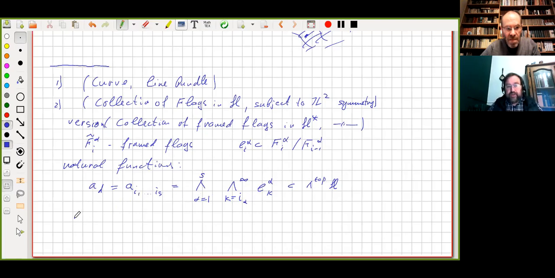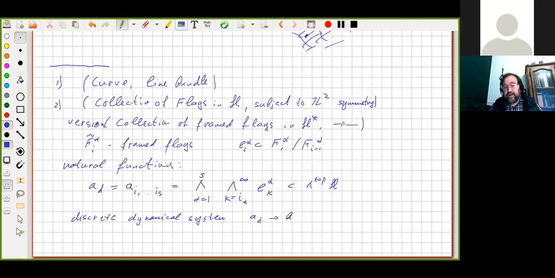The action of the discrete evolution, the discrete dynamical system, is very easy in these functions. It is just a shift of the divisor: A_D is sent to A_{D+X}. So it is just a shift of coordinates, a shift of these functions, and the set of functions remains unchanged under this transformation.